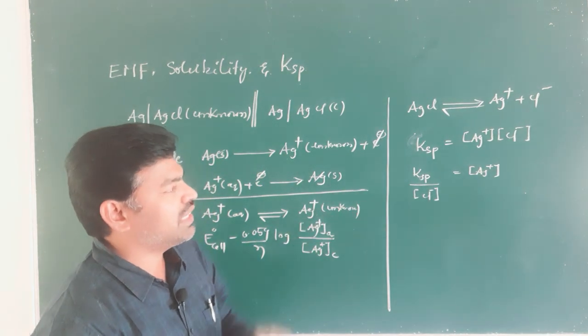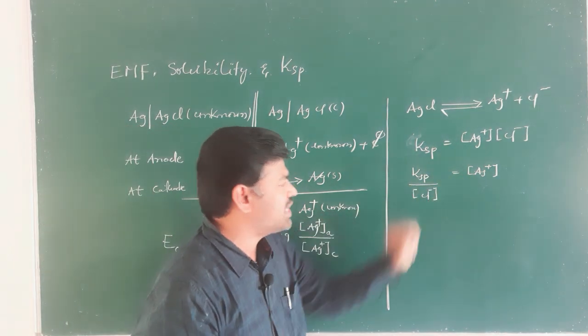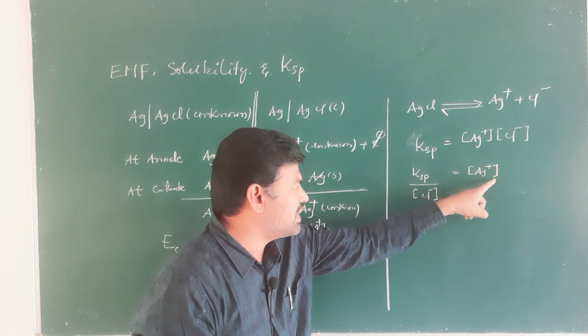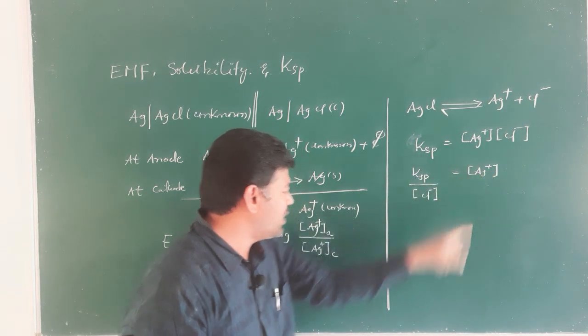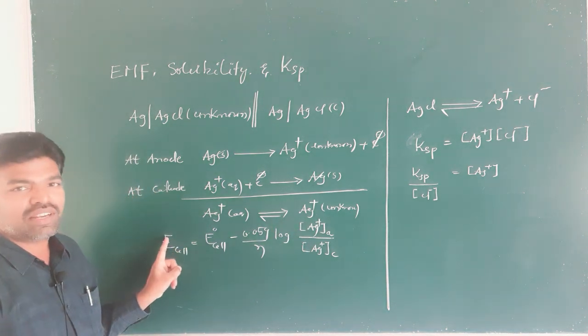So, from that relation we can substitute the concentration of Ag plus. From this equation we can get the concentration of Ag plus, and this value can be substituted in this equation. Finally, we get the EMF of a cell.